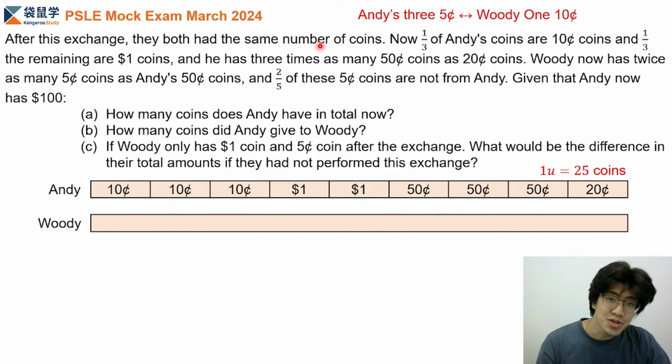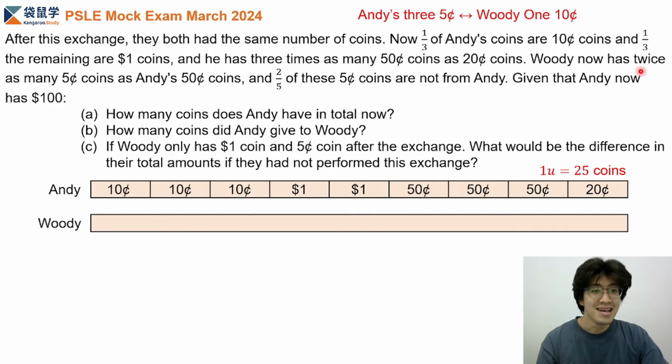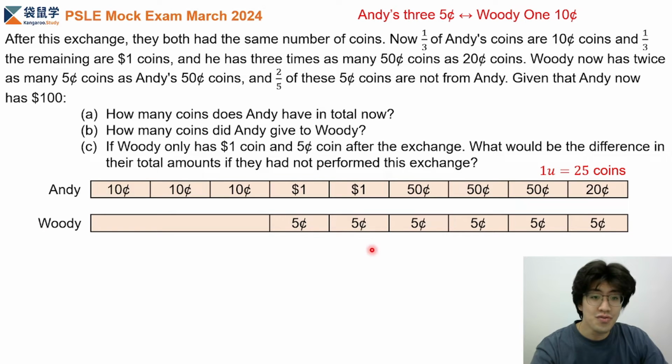And what else do we know about Udi's coin? Well, Udi has twice as many 5-cent coins as Andy's 50-cent coins. So for Andy, there are 3 units of 50-cent coins. So how many units does Udi have for 5-cent coins? Twice of that. So 2 times 3, 6. So let me try to draw 6 units in Udi's model, and we know they're all 5-cent coins. So over here, I can already tell how many 5-cent coins does Udi have.